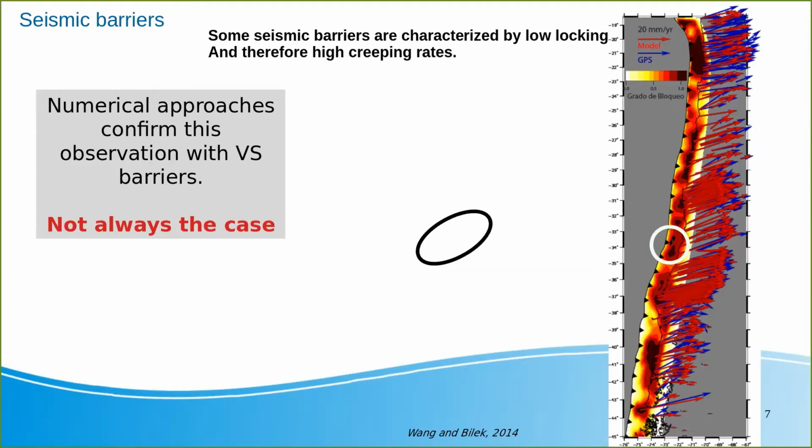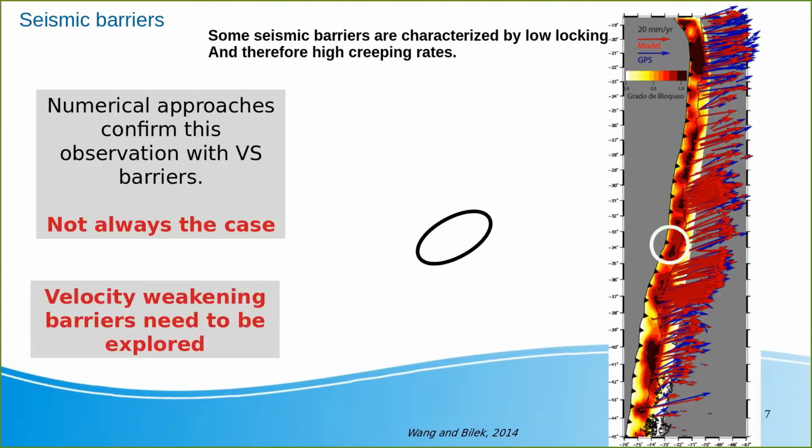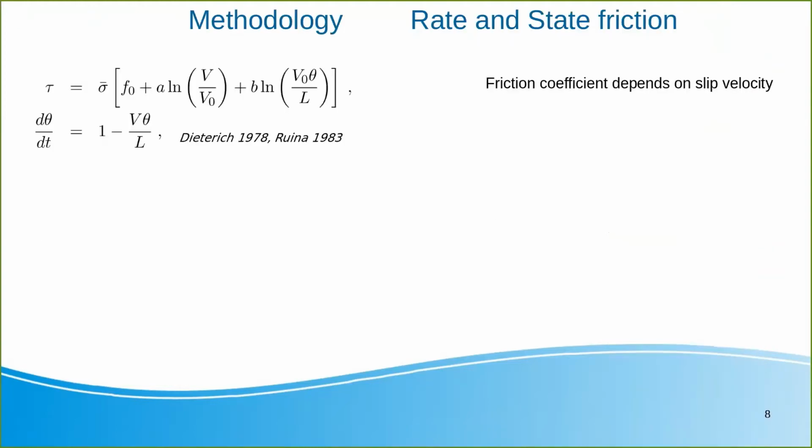So numerical approaches also confirm this observation that seismic barriers can be characterized by low locking, but it's not always the case. And usually the barriers are said to be velocity strengthening areas. Velocity strengthening areas are just places where under slip we have an increase in friction, therefore promoting the arresting of the events. So we need to understand more that probably where we have high locking barriers, another frictional regime could be happening, and then velocity weakening barriers need to be explored, and it is what we are doing now with Jean-Paul as part of my PhD.